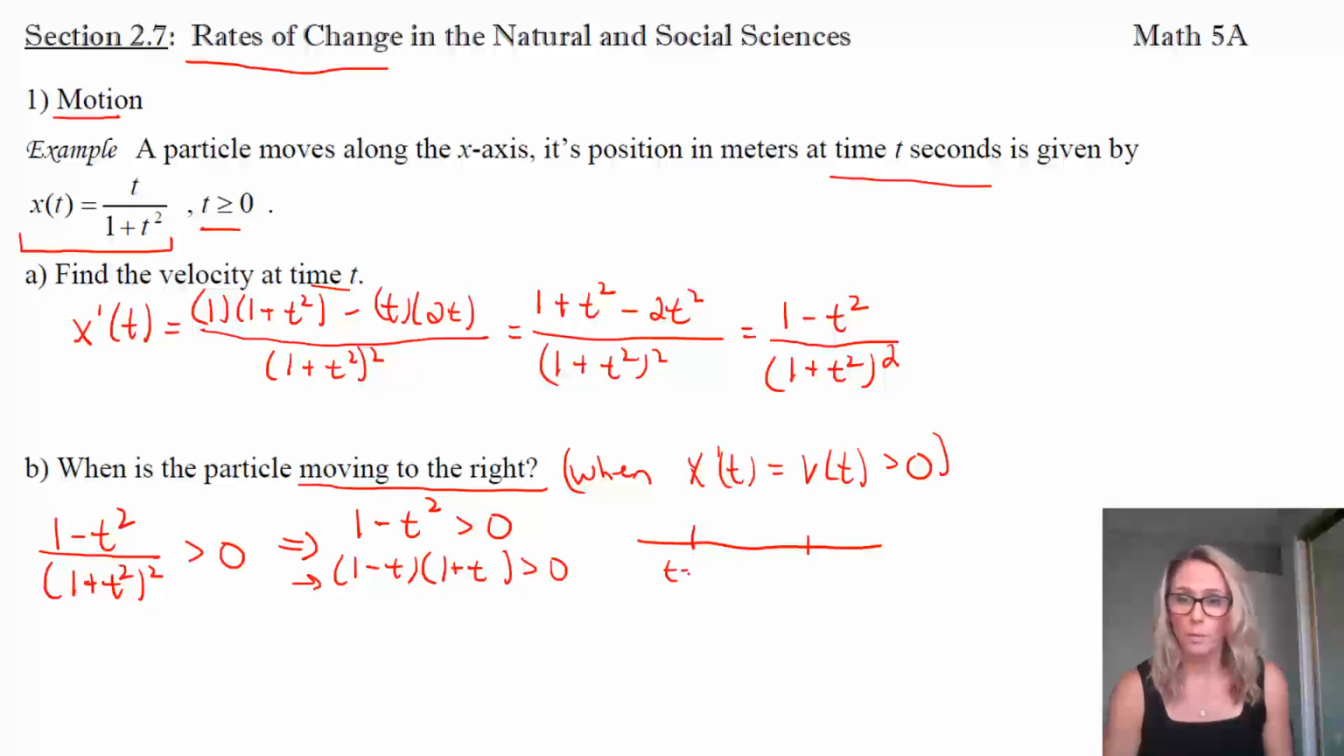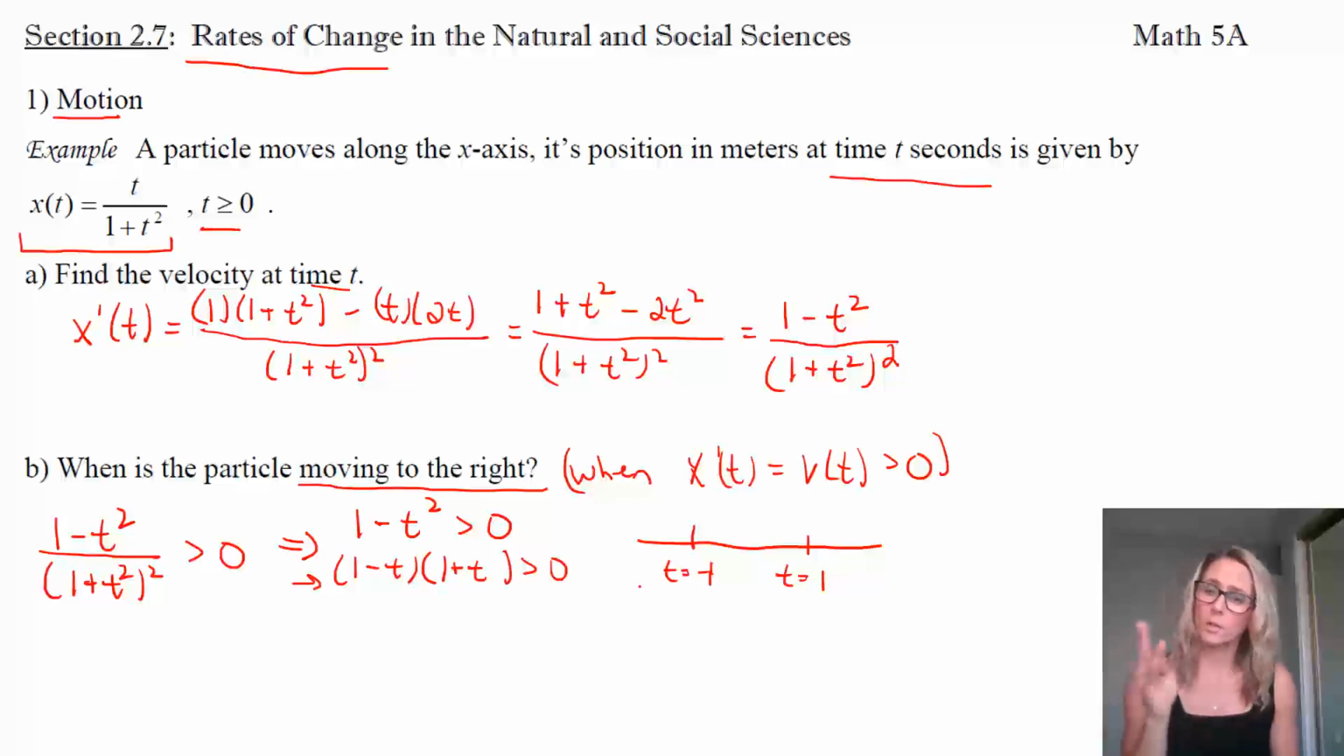So if I put those values here, -1 and 1, and then I just look at what happens on each of those intervals, between -1 and 1, and to the left and to the right, that's going to tell me when this derivative is positive and when it is not, which means the velocity. So I can pick something that's less than -1. Let's say we put in t equals -3. The idea is we're putting these values back into here and seeing what we get.